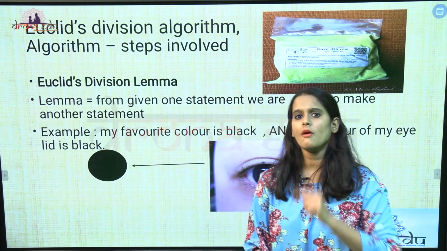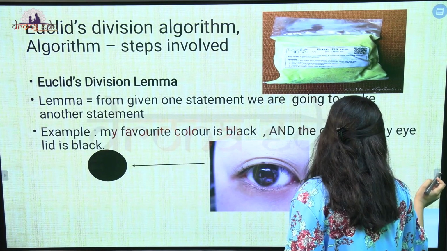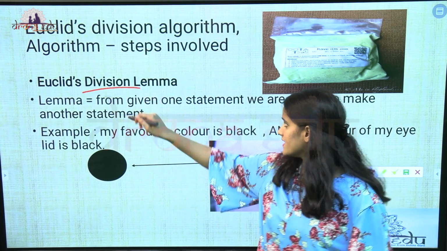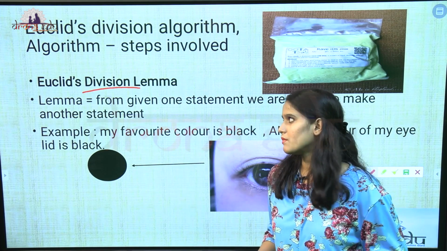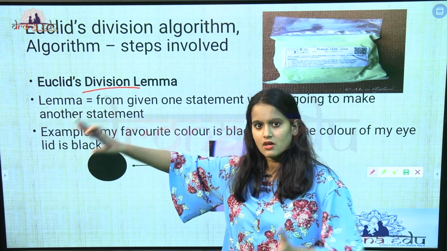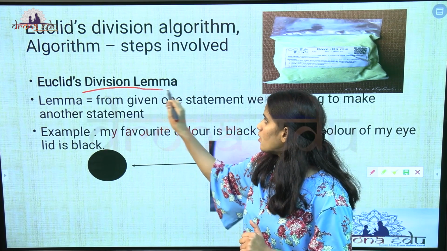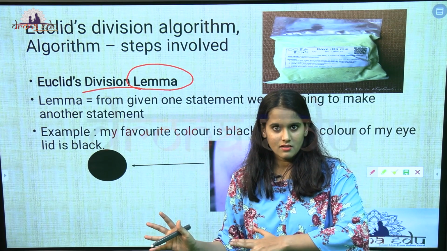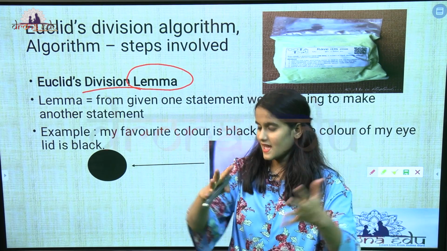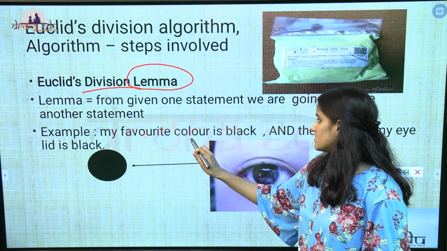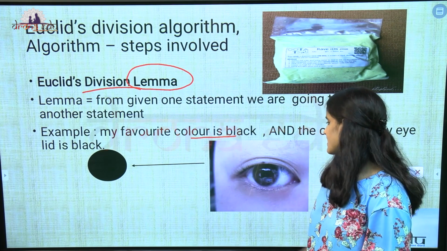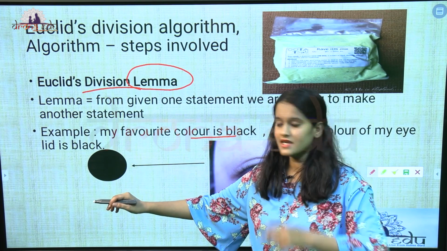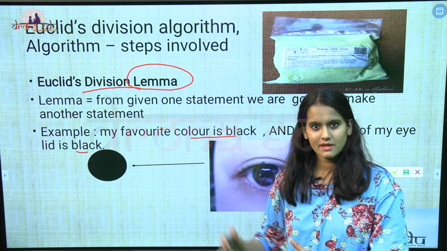And there is one more interesting topic, which is called the Euclid division lemma. What is this Euclid division lemma? Division is a mathematical operation, and Euclid is a mathematician who created this lemma. So we need to know what a lemma is. A lemma is nothing but, from one given statement, we can make another statement. For example, my favorite color is black, and from this I can also say my eye color is black. From one statement I made another statement.